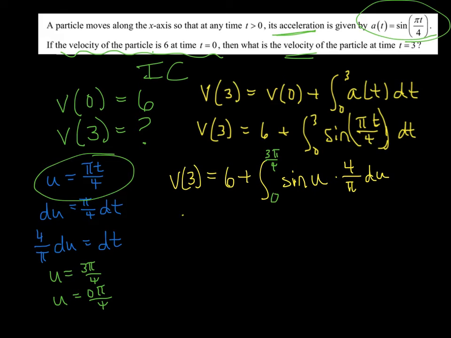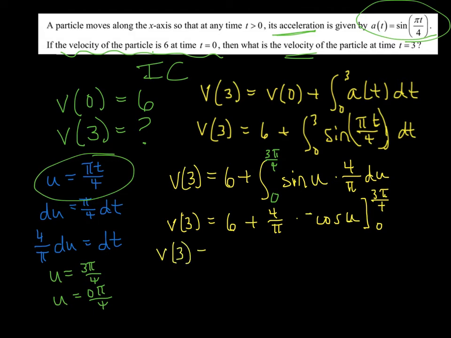Now that we have that, we're ready to take the integral. This 4 over pi is just a constant, so I'm going to kick it out to the front. So I have v of 3 equals 6 plus 4 over pi times the integral of sine u, which is negative cosine u, evaluated from 0 to 3 pi over 4. Let's keep chugging along here. v of 3 is equal to 6 plus 4 over pi times negative cosine of 3 pi over 4 minus negative cosine of 0.